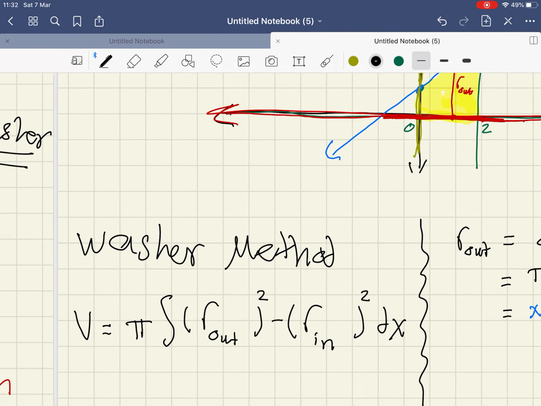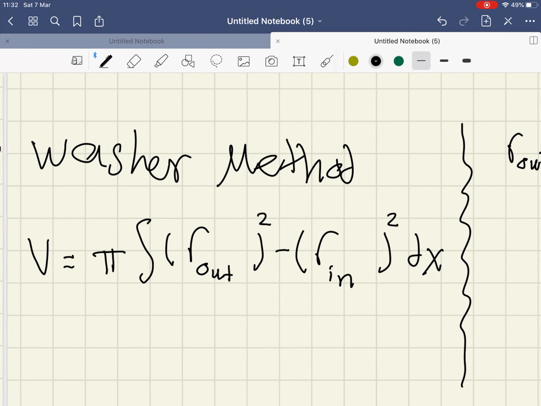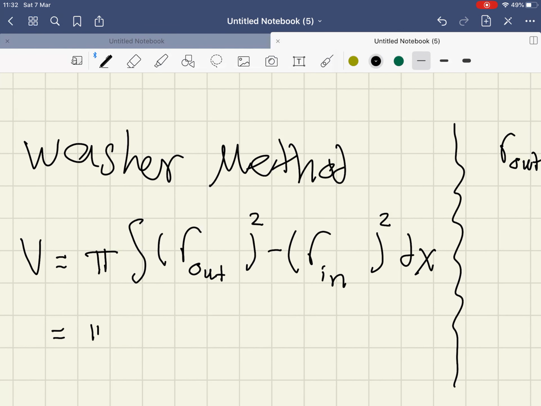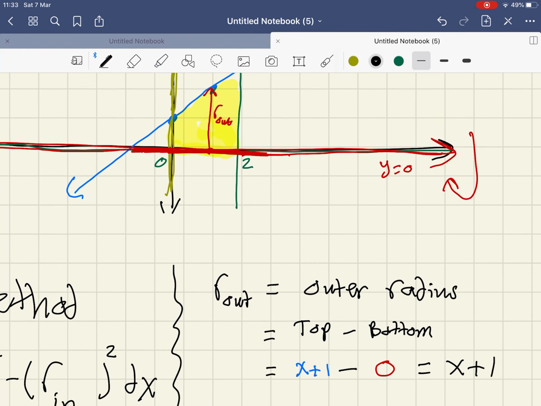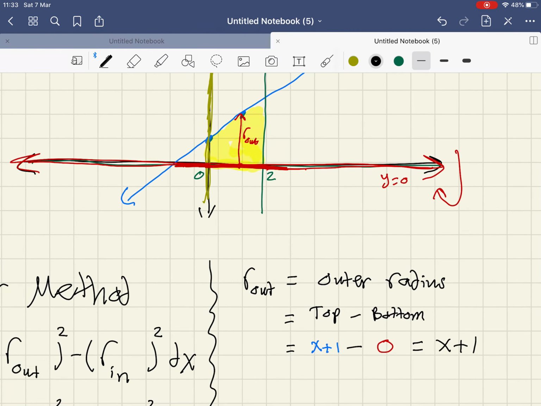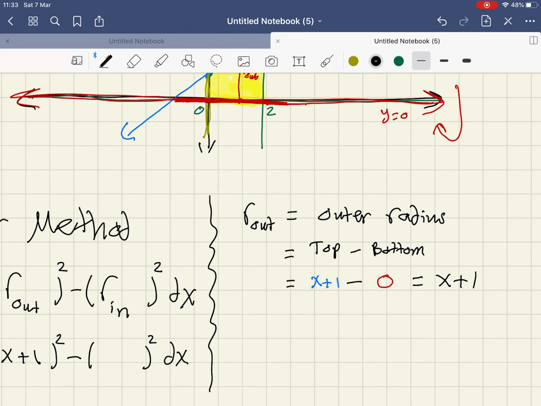So I'll go back here. In solving the question, I'll just write pi integral R out squared, which is x plus 1, minus the R in. In a minute we will find it. If you have any question, please ask me, because figuring out which one is R out and R in is 70% of the question. Now, what is R in?